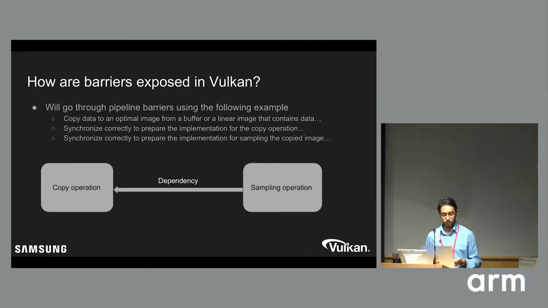In my example, it'll be a very simple one since pipeline barriers are already overcomplicated. Basically, what I'll describe is copying data to an image in optimal tiling, from a buffer or an image in linear tiling that has the data that's been copied to it by the host. Then we make sure that we synchronize correctly so that the copy and the sampling happen in the right order. You can see there that the sampling operation has a dependency on the copy operation because we want to wait for it to complete.